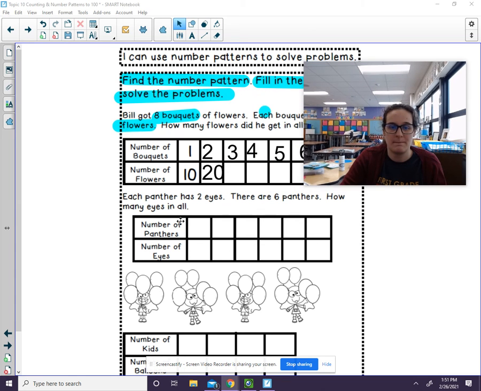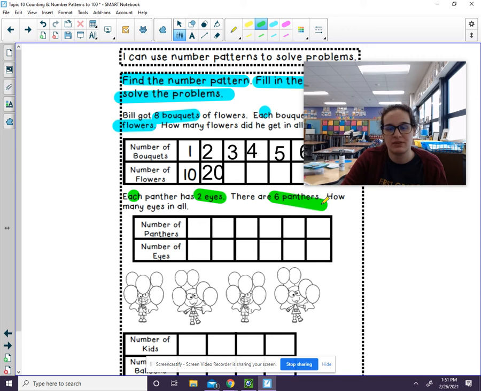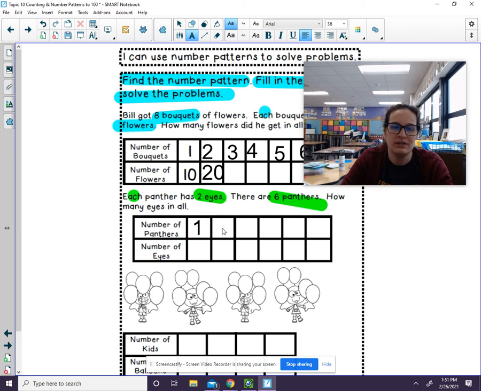Let's take a look at this next one. It says each panther has 2 eyes. Okay, again, remember it says each, so we don't know how many panthers there are yet. There are 6 panthers. Now we know. How many eyes in all? Okay, let's fill in the table. Number of panthers. How many panthers are there? 2? No, because that says eyes after it. We need panthers. There are 6 panthers. Let's go ahead and fill in this top part. 1, 2, 3, 4, 5, 6.